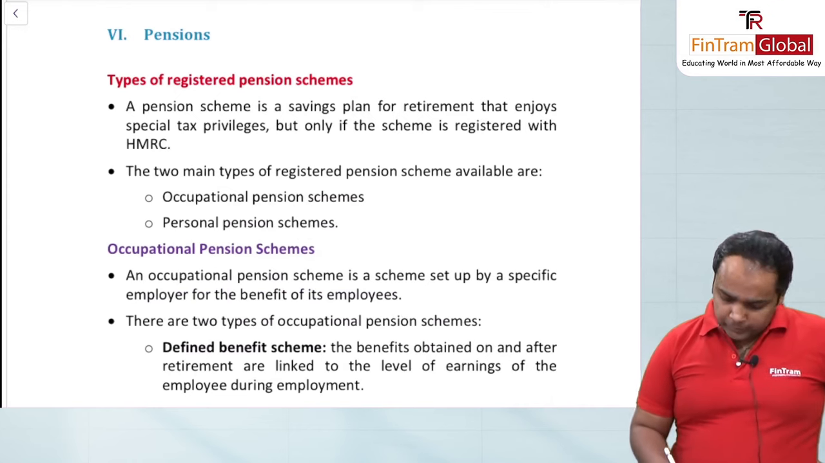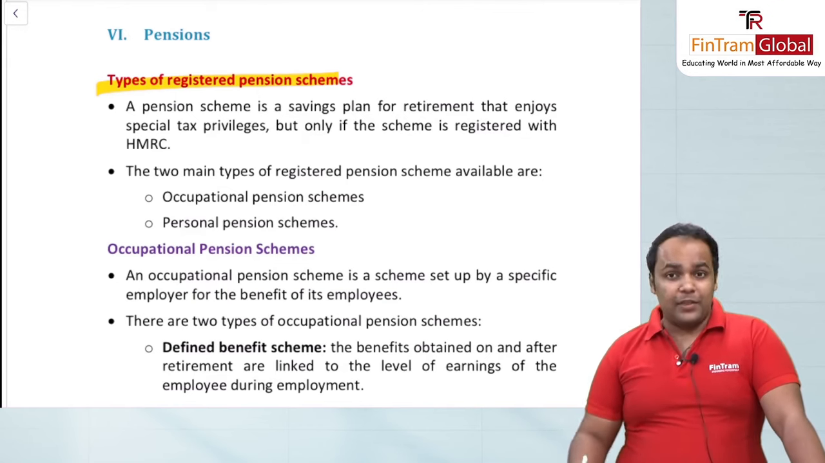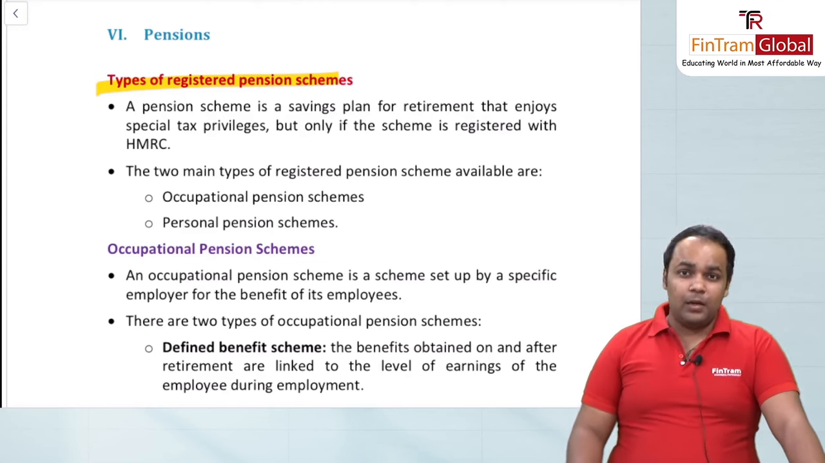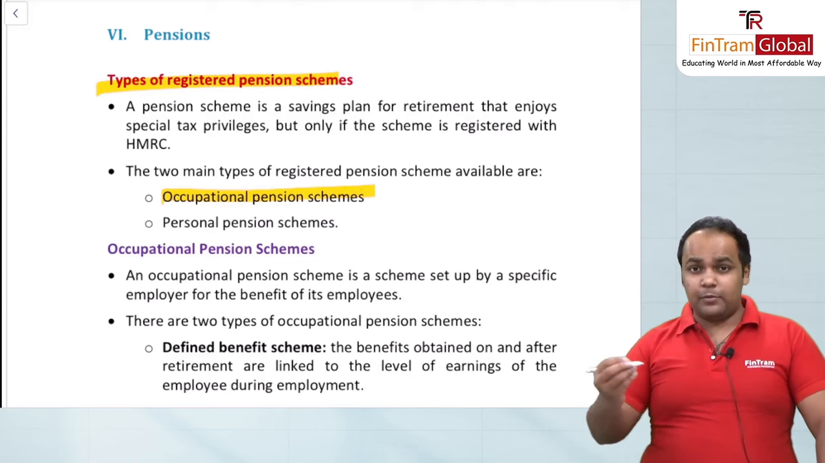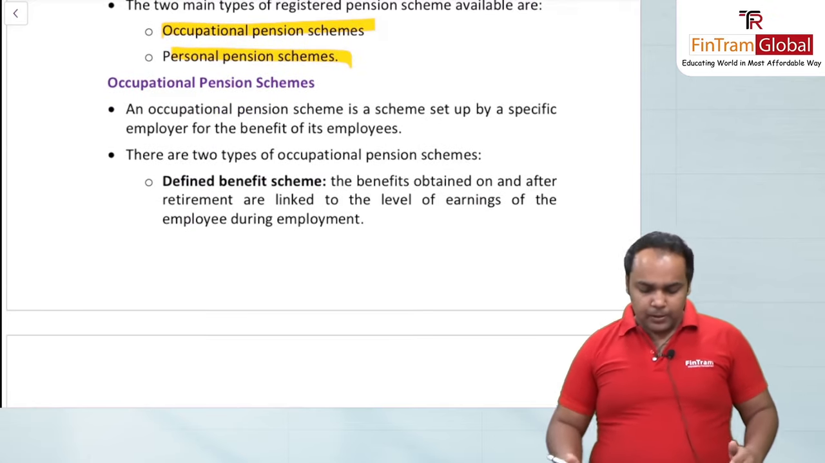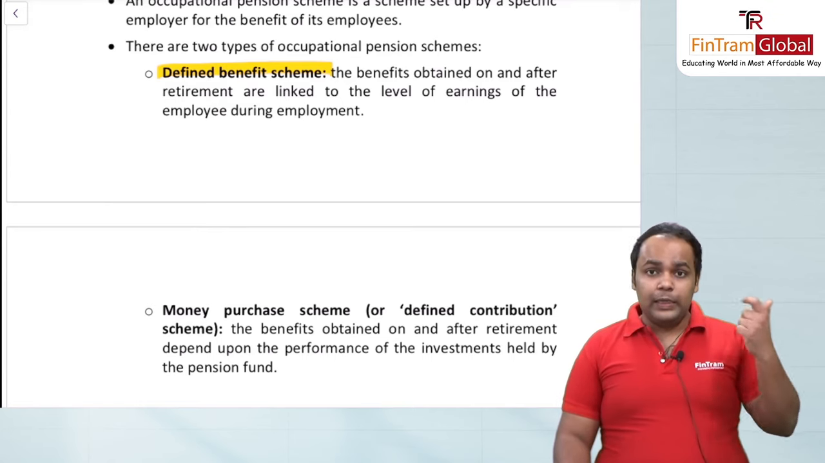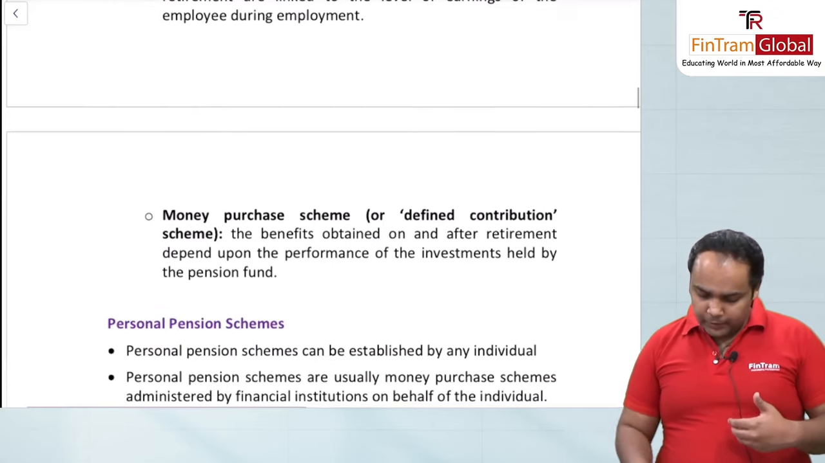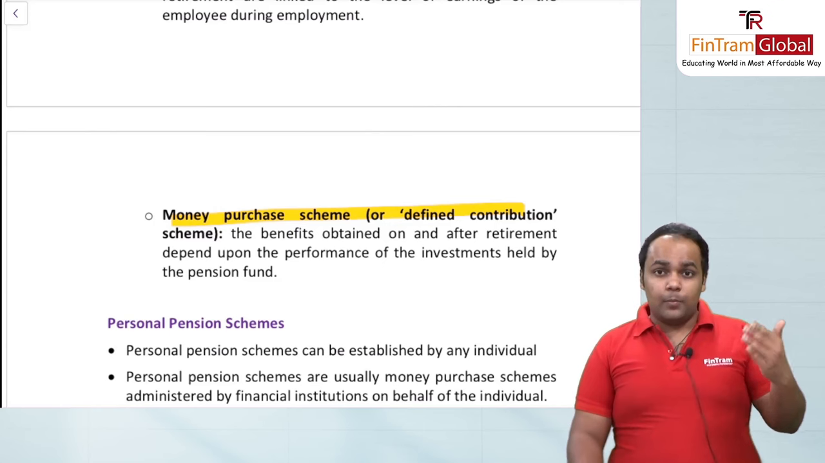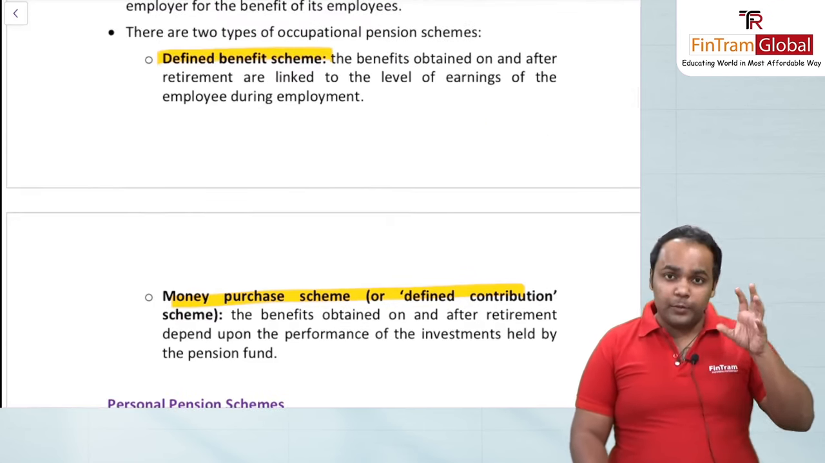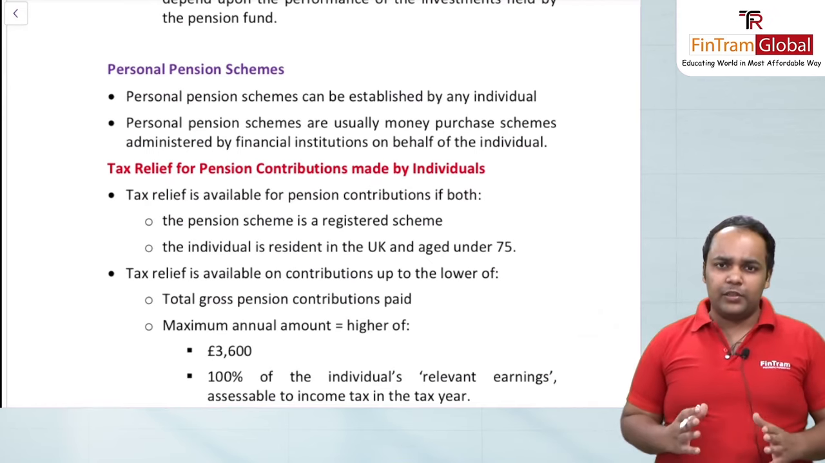Coming to pensions, guys, again, a very important topic, might be definitely worth 4 or 6 marks on the exam. So let's dive in. Pension scheme, we know it's a retirement plan that allows you to get some income after you retire, provided your pension scheme must be registered with the HMRC. Two main types of schemes: occupational pension schemes by the employer and the personal pension schemes. Occupational pension schemes, again, set up by the employer, two kinds: defined benefits, where the benefits on retirement are linked to the level of earnings of the employee during the employment, and money purchase schemes are based on the returns made by the pension fund itself. So obviously, money purchase scheme is slightly risky, but has potential for higher returns as well, while defined benefit would be a fixed amount of money received by the individual concerned. So every individual has to make a call how to invest their pension savings between the two kinds of schemes.